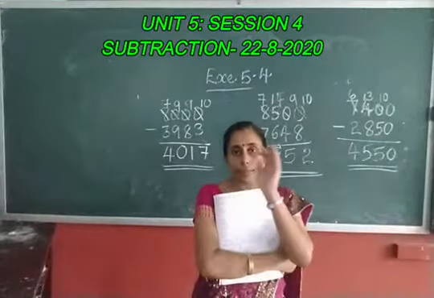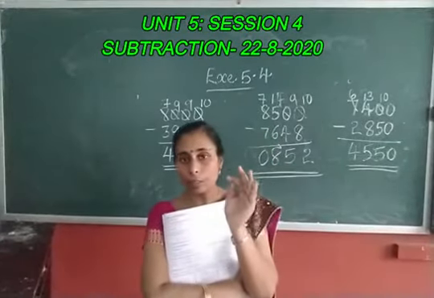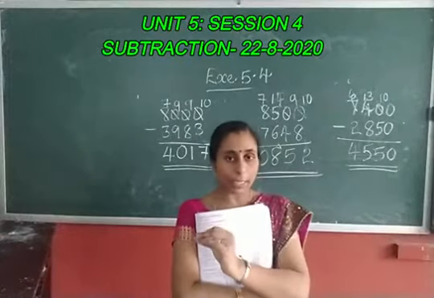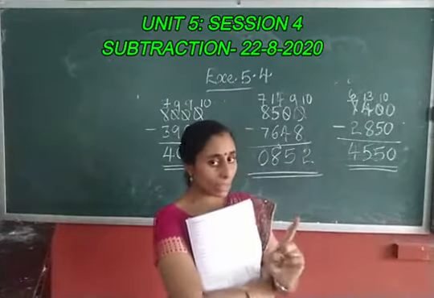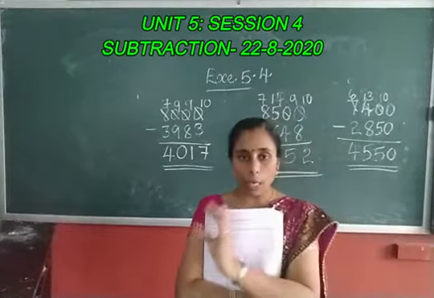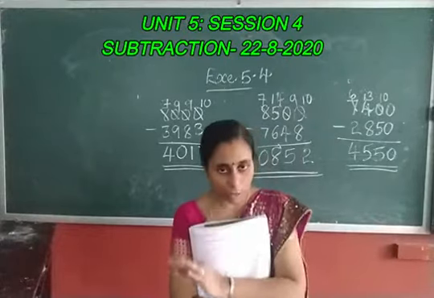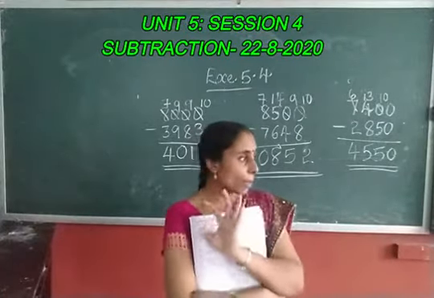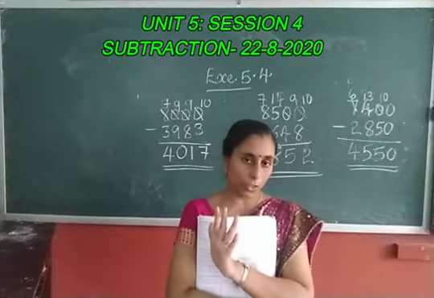First we have learned that subtraction means taking away. We have to subtract a smaller number from a bigger number. The smaller number is called the subtrahend. The bigger number is called the minuend. The answer is the difference. Okay. The symbol of subtraction is minus.